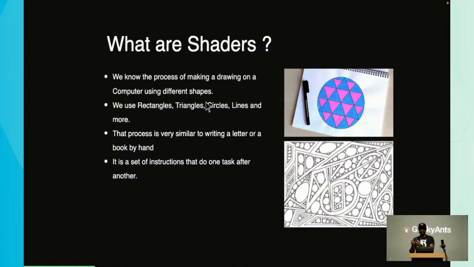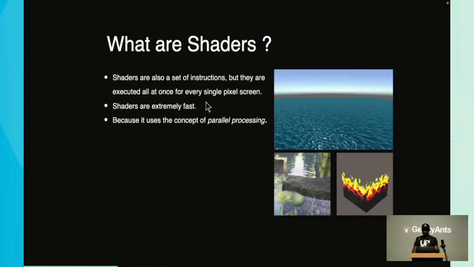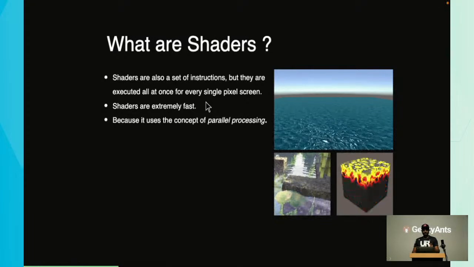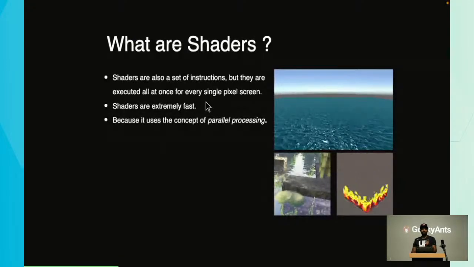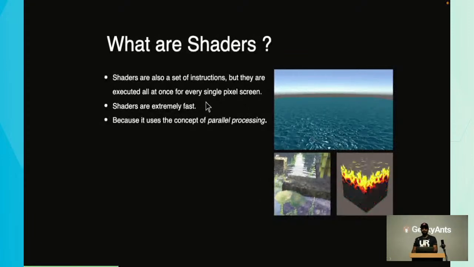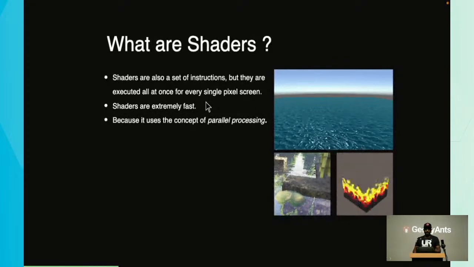I'll come to the shaders. So whatever animations you are seeing over here, right? Shaders are also a set of instructions, but everything is executed at once, and they handle each and every pixel of your screen at once, right? So you can make powerful animations using shaders. You can see a real shiny effect on the water, you have that wave effect in the water, and then you have some fiery effect on the cube. That's a 3D cube, and you can see there's a fiery effect over there, right?